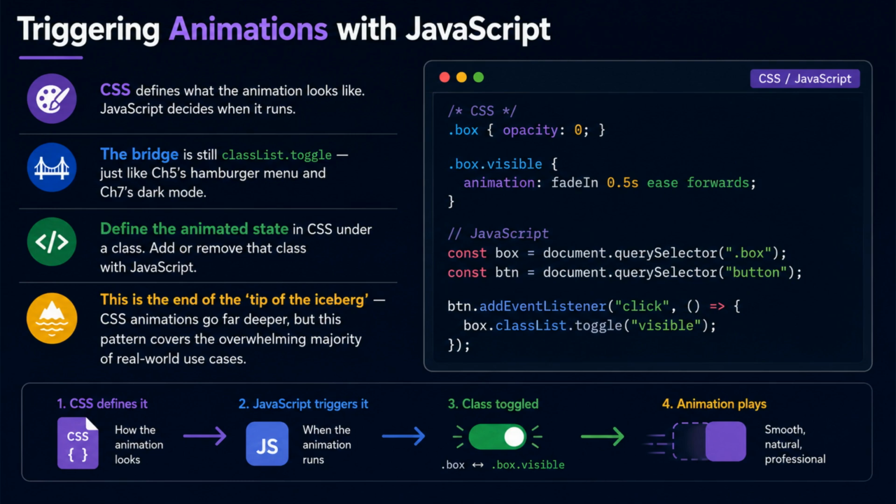The pattern is always the same. Define the animated state in CSS under a class, then add or remove that class with JavaScript in response to an event. Call out the forwards fill mode specifically. It tells the browser to hold the animation's final state after it finishes, rather than snapping back to the start. Without forwards, a fade-in would make the element visible, and then immediately invisible again, which confuses students the first time they see it. Frame this as the tip of the iceberg.